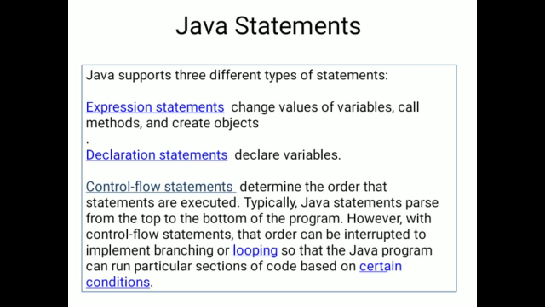A statement is an executable combination of tokens ending with a semicolon mark. Statements are usually executed in the sequence in the order in which they appear. Java implements several types of statements as shown, like expression statements, declaration statements, control flow statements.